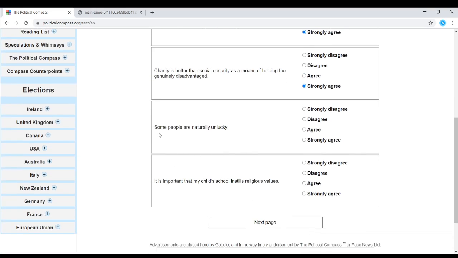Okay, so we have some people are naturally unlucky. I don't believe in luck, so I'm going to say strongly disagree. I don't know if this is getting at luck or if this is getting at, because it's a religious question, people being at a genuine disadvantage from birth. I'm going to assume it just means luck. Maybe I'm reading too much into it.